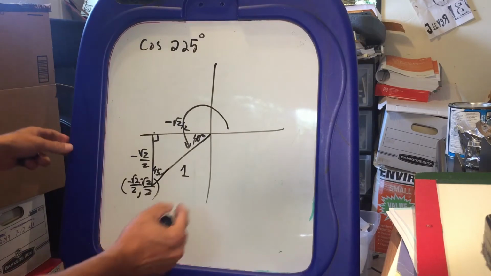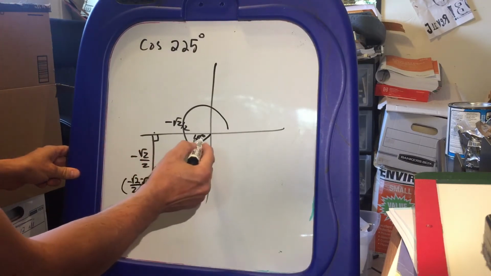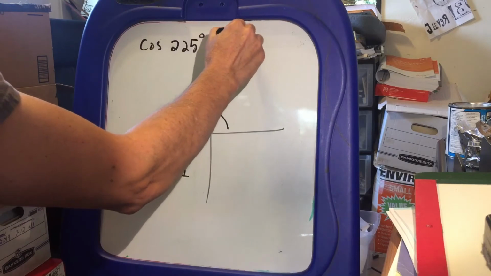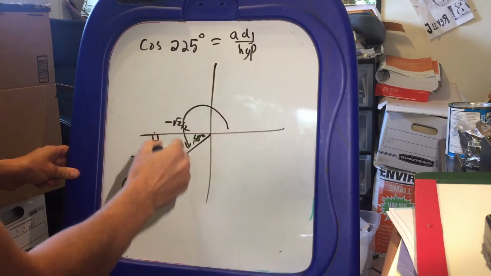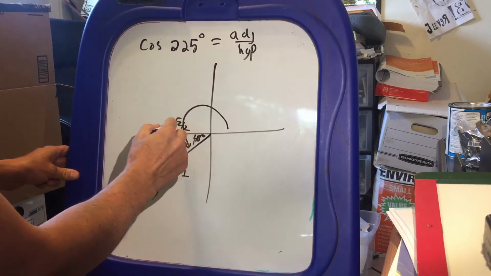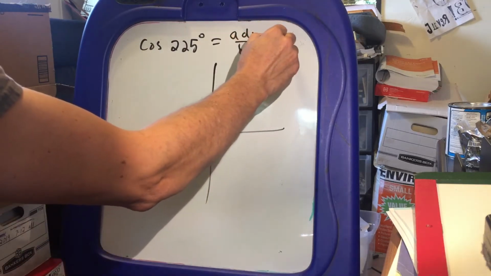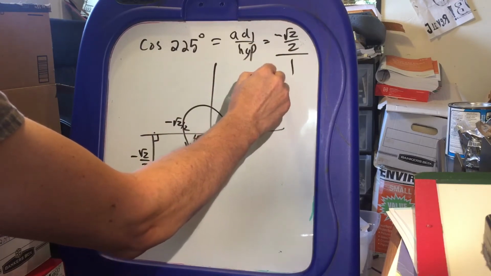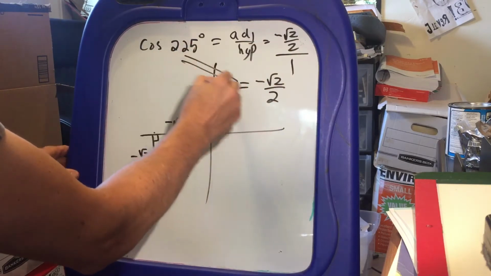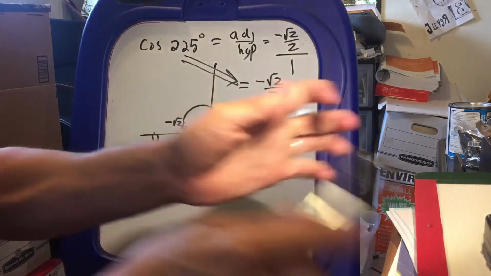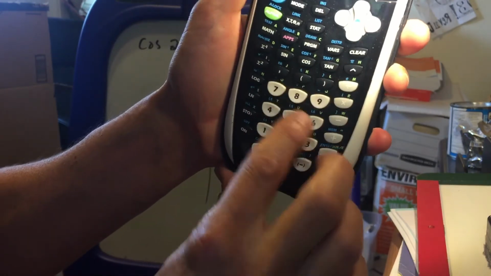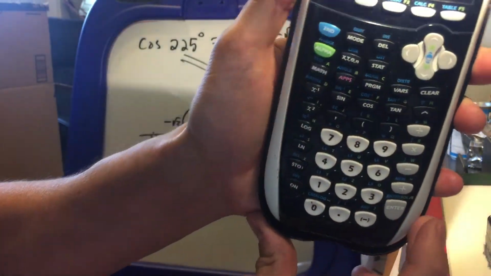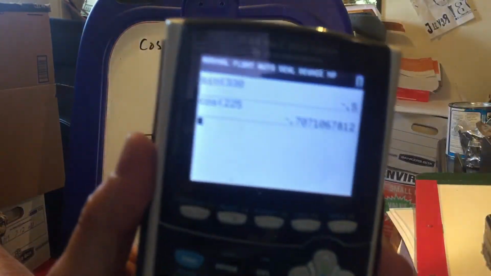So the cosine of 225 would be cosine, adjacent over hypotenuse. SOHCAHTOA, right? Adjacent, negative root 2 over 2 over 1. That's just equal to negative root 2 over 2, isn't it? That is what the cosine of 225 degrees is. Now, if you do that on a calculator, since we're in degree mode, and I do the cosine of 225, negative 0.707 is what I get. So, is this right? Well, I think it is.